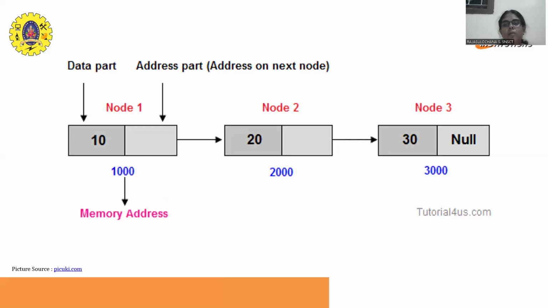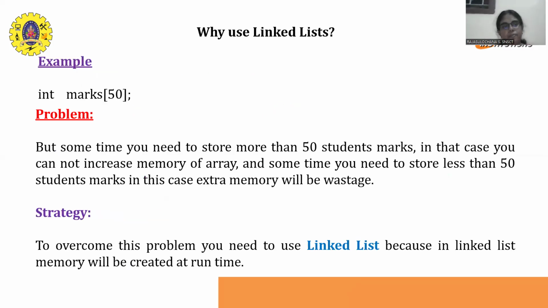So here, what is the first node pointing to? It is pointing to node 2. So what is the address of node 2? It is 2000. So the address 2000 will be stored in the address field, or the address part, of node 1. Similarly, the address of node 3, which is 3000, will be stored in the address field of node 2.